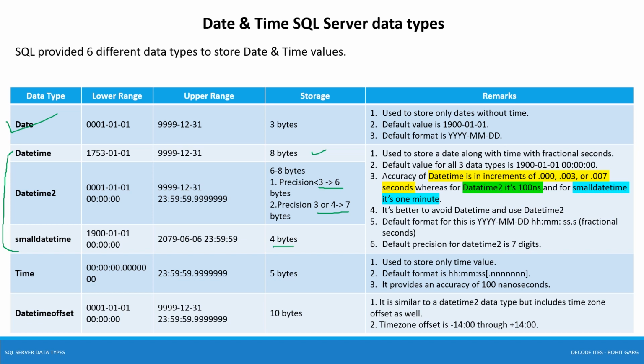Next is the time data type. Time needs 5 bytes and is used to store only a time value. The default format is hour, minute, and seconds with fractional second details. It provides accuracy of 100 nanoseconds. Next is datetimeoffset. Datetimeoffset needs 10 bytes of storage, and it's similar to the datetime2 data type and includes a time offset along with the date time.